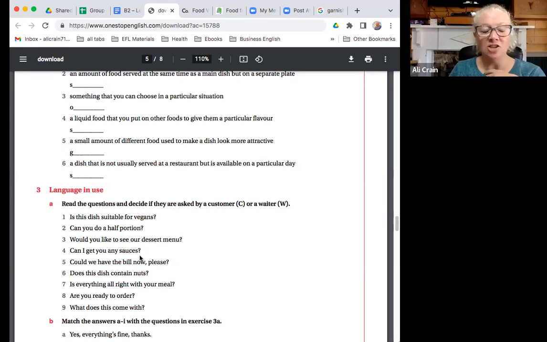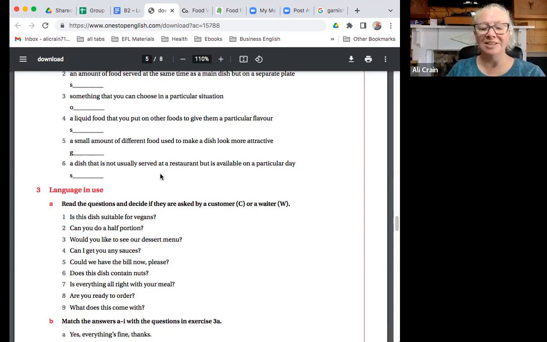Can I get you any sauces? So depending on what types of food that you are eating, it might be, maybe with French fries, you would want either ketchup or mayonnaise or something like that, or maybe some other types of sauces, depending on the foods that are there. Can I have the bill now, please?